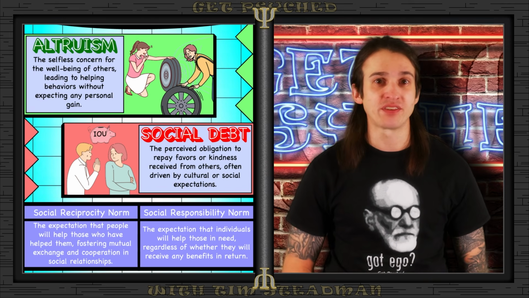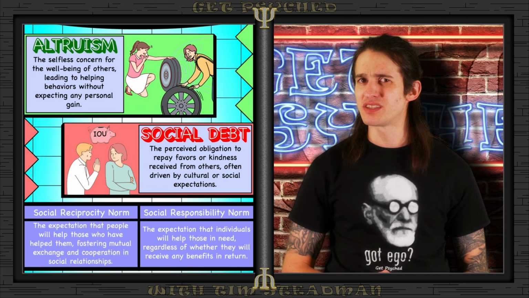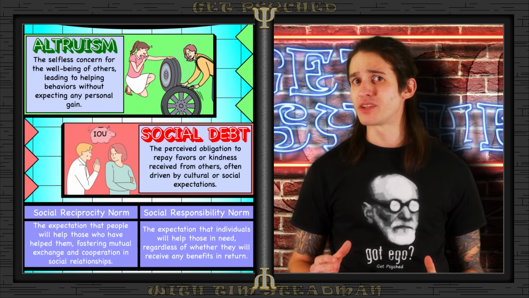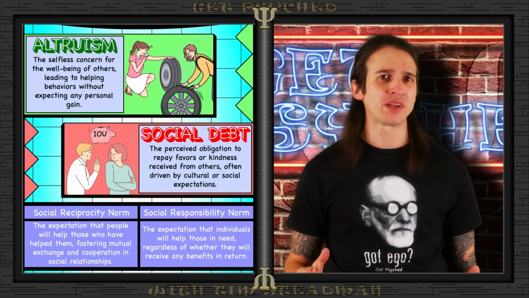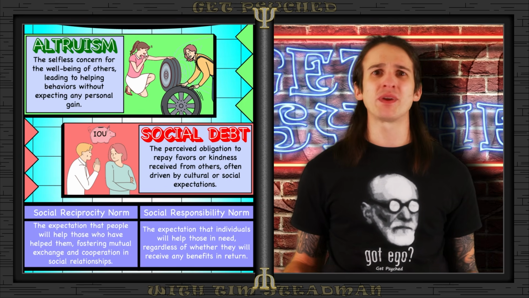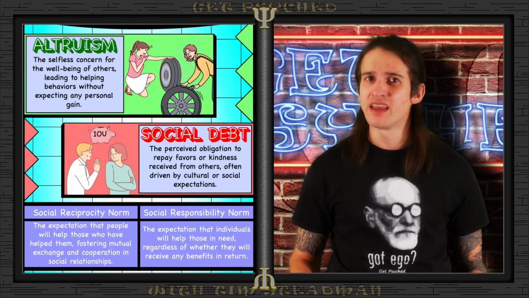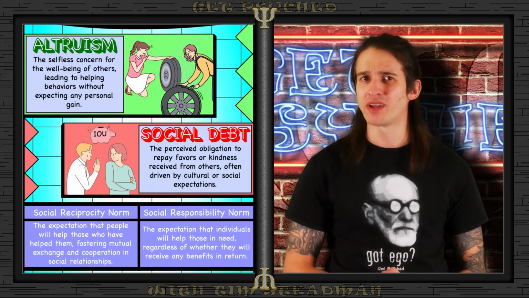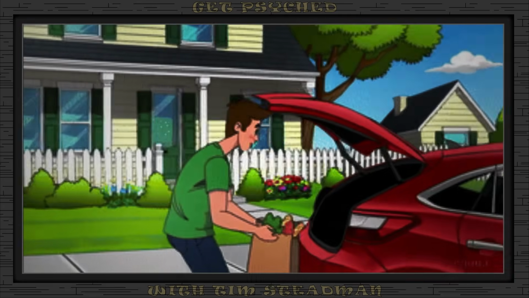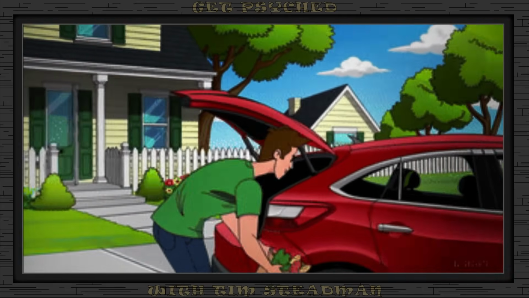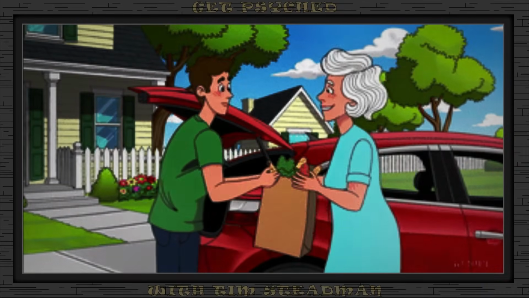The social reciprocity norm is all about give and take. It's the idea that if someone does something nice for you, you're expected to return the favor. If a friend buys you coffee, you might feel compelled to treat them next time. It's like an unwritten rule of fairness. Now, the social responsibility norm, on the other hand, is about helping those who depend on us even if they can't pay us back. Think about helping an elderly neighbor carry their groceries. You're not expecting anything in return. You're doing it just because it feels like the right thing to do.